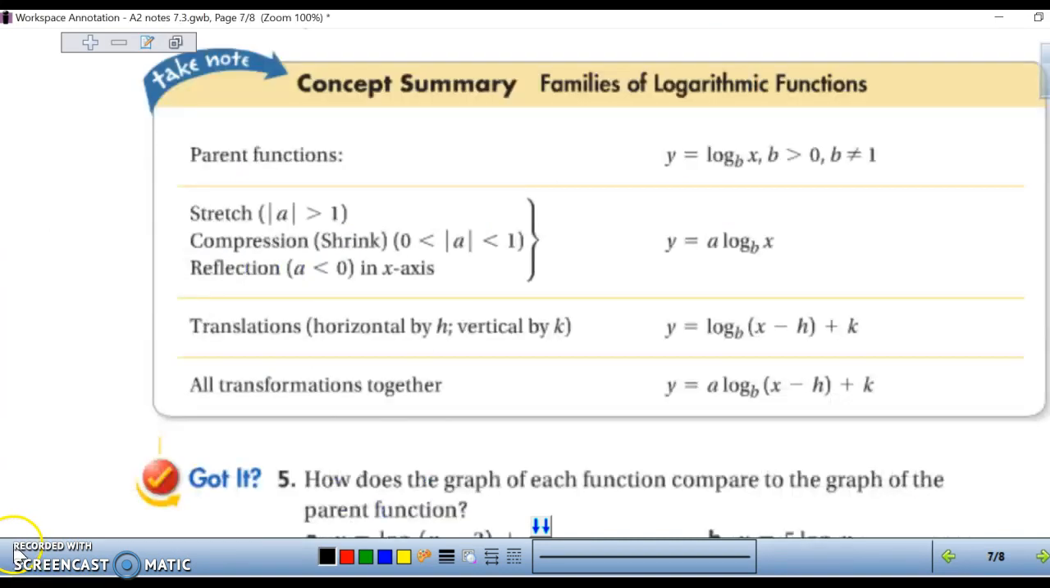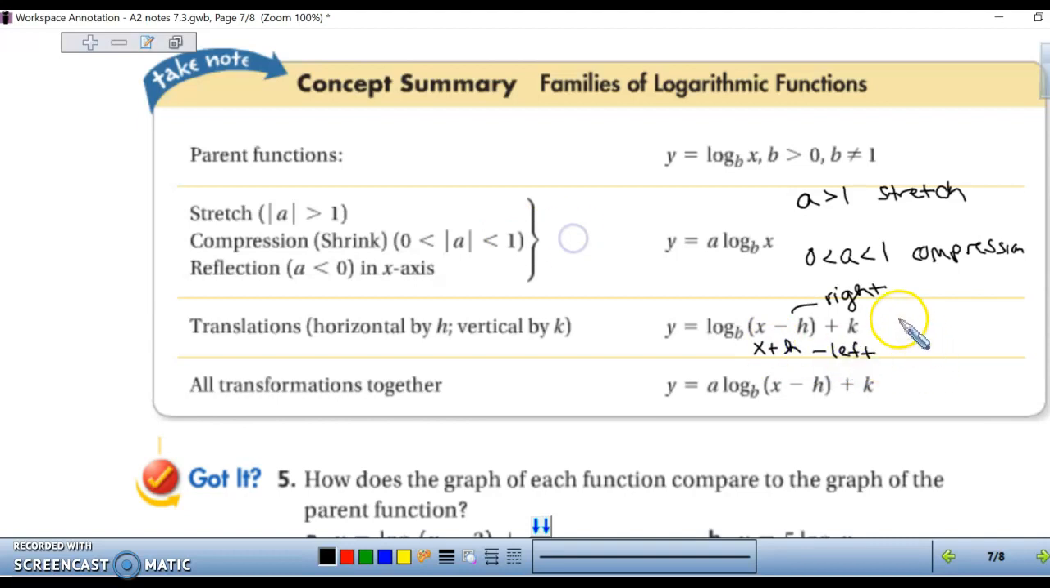Just like all other graphs that we have talked about, logarithmic functions can be transformed. If there's an a in front, or if there's a number in front, it's either a stretch or compression. If a is greater than 1, it's a stretch. If a is between 0 and 1, it's a compression. If you have x minus h, you move your graph to the right. If you have x plus h, you move your graph to the left. If you have plus k, that moves your graph up. And if you have minus k, that'll move your graph down.